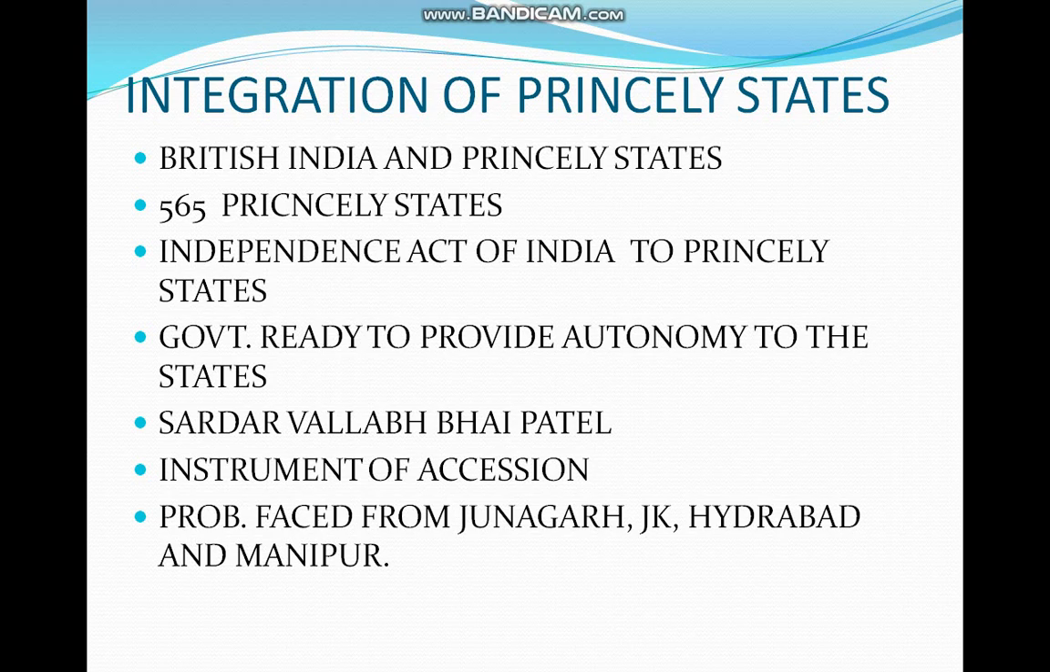Now we had 565 princely states in total at the time of independence, including big and small. According to the Independence Act of 1947, princely states could join India or Pakistan or could remain independent if they wished so. That's why the Government of India was worried and was ready to be flexible in giving autonomy to some extent to those princely states who wished to join the Union of India.